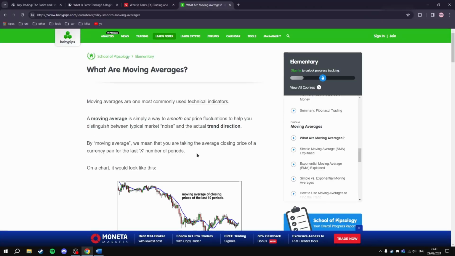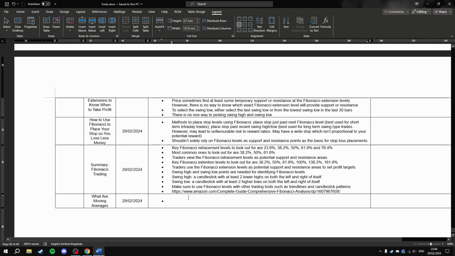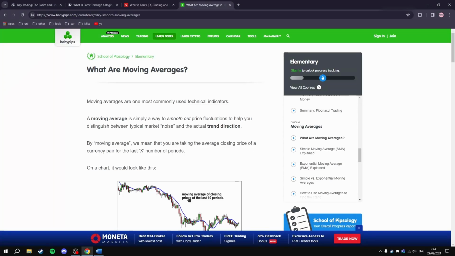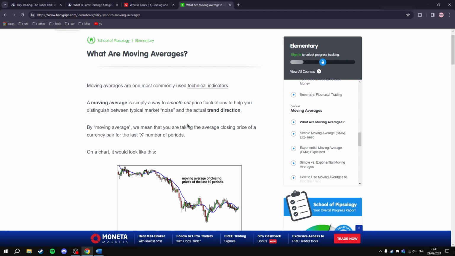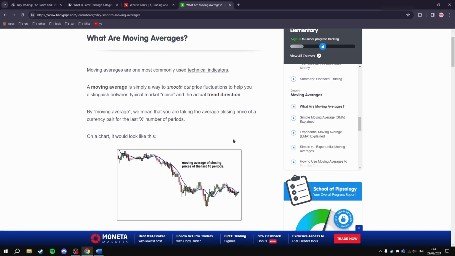So what are moving averages? Moving averages are one of the most commonly used technical indicators. A moving average is simply a way to smooth out price fluctuations to help you distinguish between typical market noise and the actual trend direction.